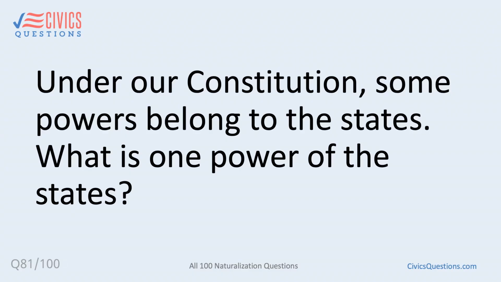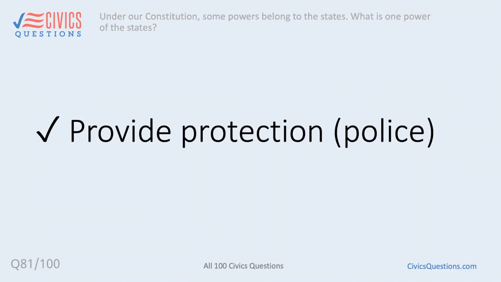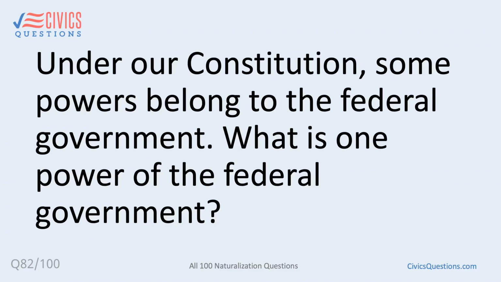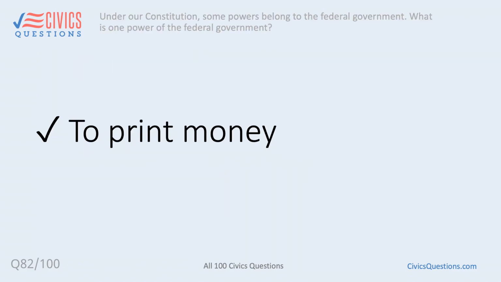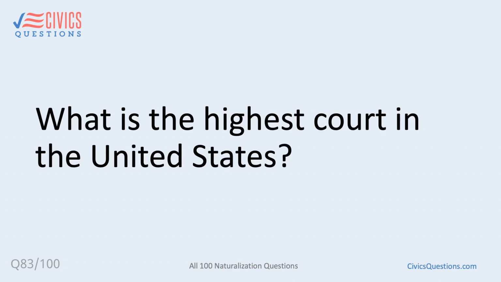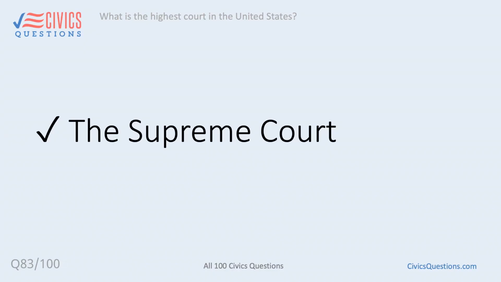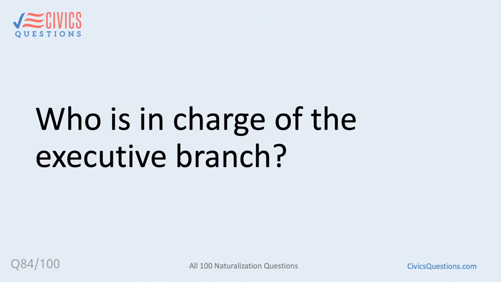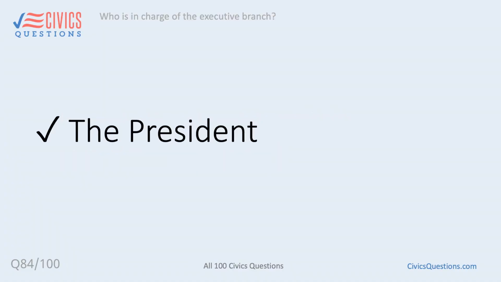Under our Constitution, some powers belong to the states. What is one power of the states? Provide protection. Police. Under our Constitution, some powers belong to the federal government. What is one power of the federal government? To print money. What is the highest court in the United States? The Supreme Court. Who is in charge of the executive branch? The President.